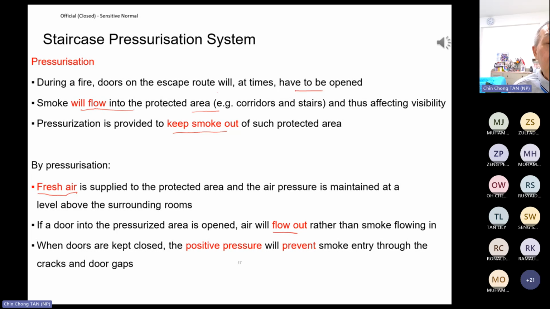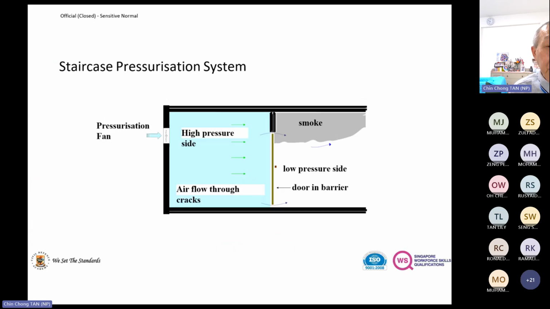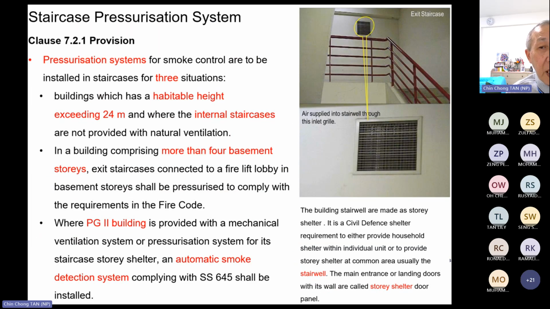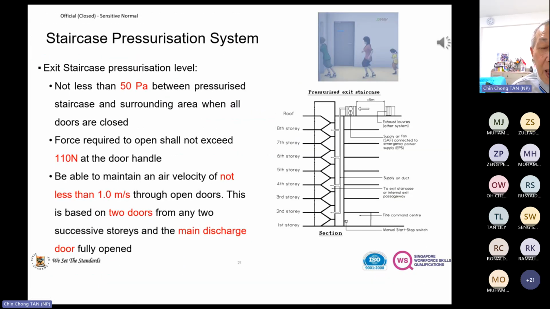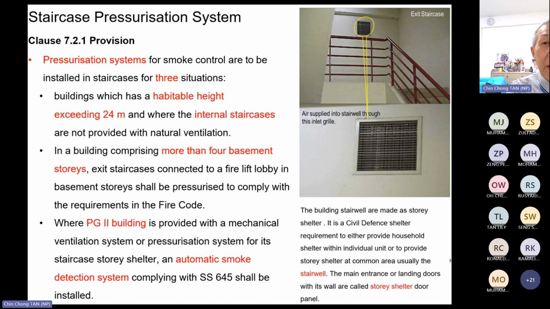That's why we call it smoke-free lobby, or smoke-protected lobby. All mean the same thing. So, in a corridor, no, not corridor, your staircase, you see all this. This one is for air to come in. Okay, so where do you need a pressurization system?